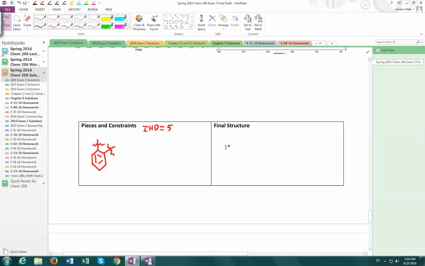Our 3 fragments are CH2, OH, and then carbonyl, CH2, CH2, CH3, like that. So we just put those together the only way that they can go together. And so we end up with that molecule.